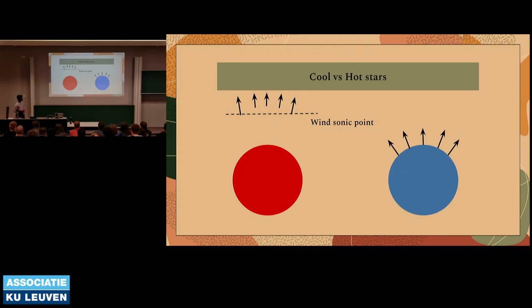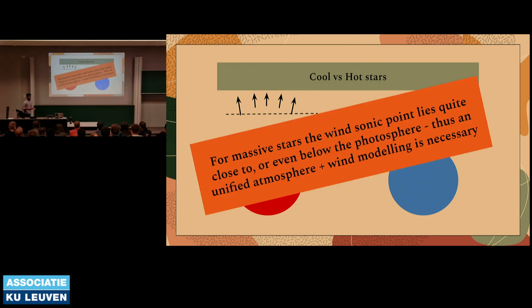But what happens in hot stars is that you drive the wind basically from, or really close to, the photosphere, actually sometimes even below the photosphere. In evolved Wolf-Rayet stars, for example, you start blowing the wind below the classical tau 2/3 photosphere. So the problem is that when you model this sort of wind plus atmosphere of your massive stars, you need to do that in a unified approach. So you model both the atmosphere and the wind, and this makes things more complicated.